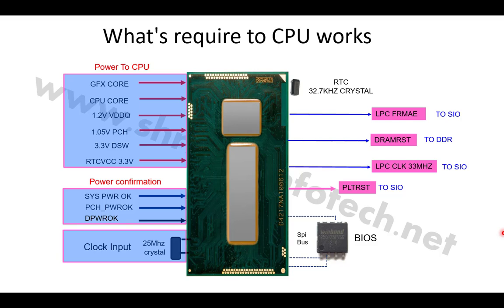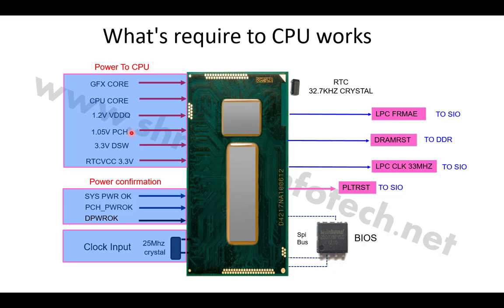So first, the CPU requires power. So what powers are required? The latest generation CPUs require these powers. First is RTC VCC, that is 3.3 volt. Then before the power on button, a 3.3 volt is required, that is called the DSW. DSW stands for deep sleep wake up signal. So these two voltages are required before power on.